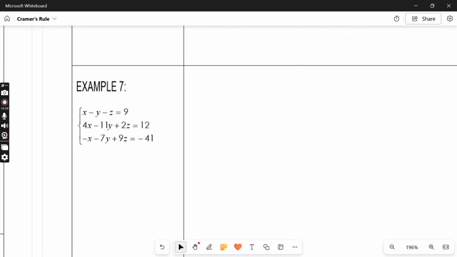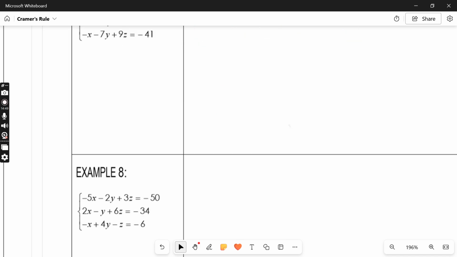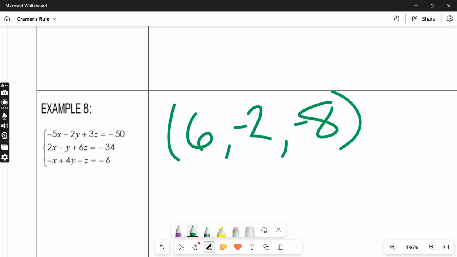On number 7, you should have gotten 5, 0, negative 4. And then on number 8, you should have gotten 6, negative 2, negative 8.